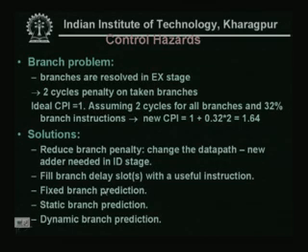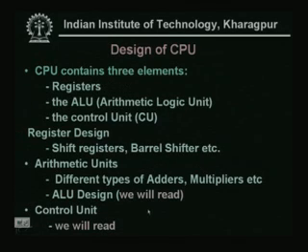Now, the control hazards. This is a branch problem, and branches are resolved in the X stage, so there is a 2 cycle penalty. The solutions are to reduce the branch penalty: change the data path, with new adders needed in the ID stage, the instruction decode path; fill the branch delay with a useful instruction; or use fixed branch prediction, static branch prediction or dynamic branch prediction. Using these solutions, control hazards can be handled.